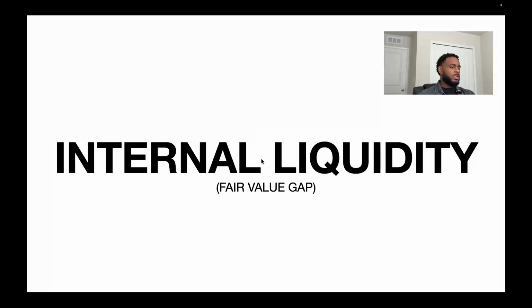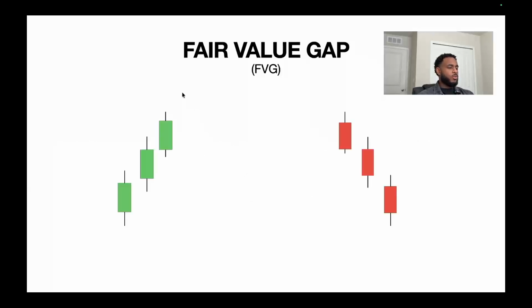Internal liquidity is just fair value gaps. Those are three candlestick patterns where the wicks of the first and third candle don't overlap. Same thing here, the wick here and the wick here, they don't overlap. That area in the middle is a fair value gap. You can draw a square to highlight them.